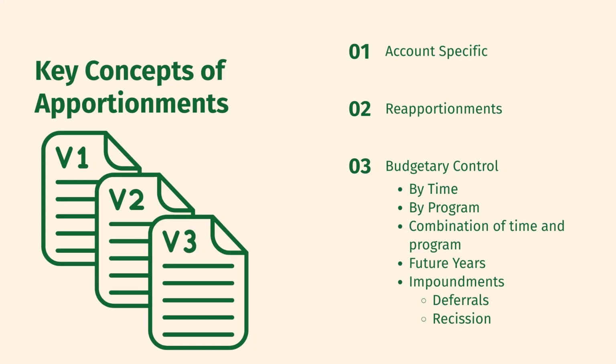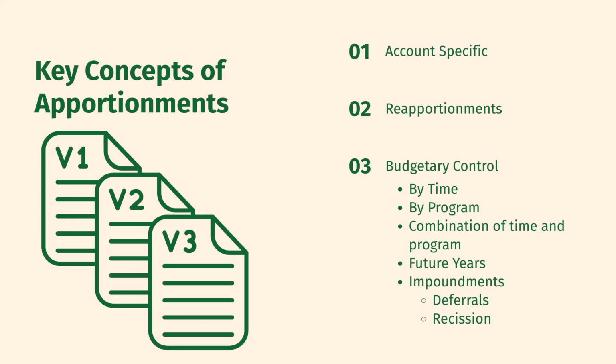Another key point: apportionments aren't set in stone. They can be revised through what's called reapportionments. This is for two main reasons. First, OMB might decide to reallocate funds differently throughout the year based on changing priorities. Second, if Congress provides additional budget authority through supplemental appropriations, agencies will need a new or revised apportionment to access those additional funds.